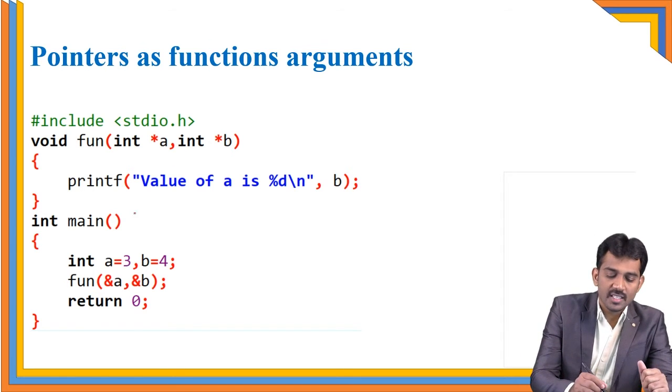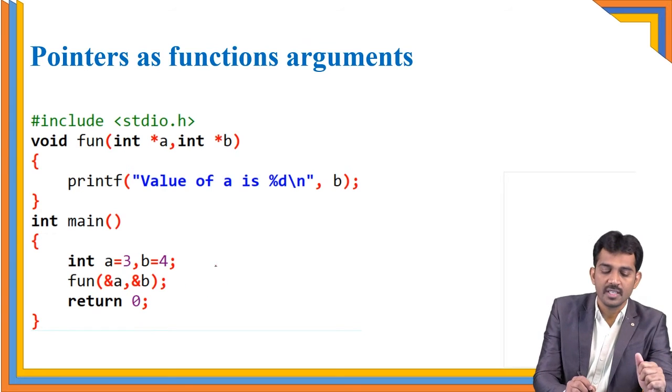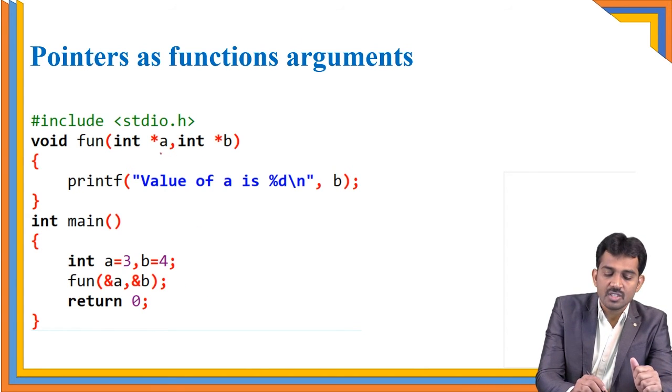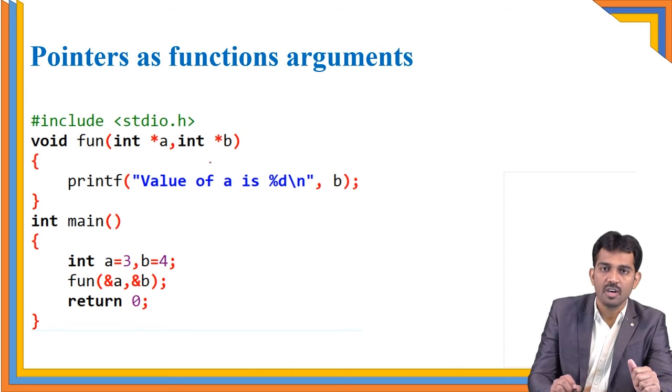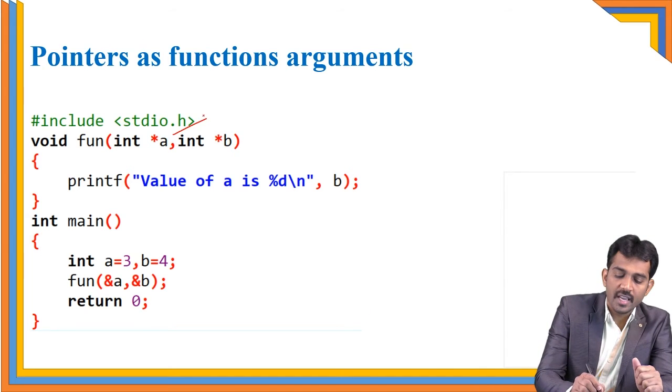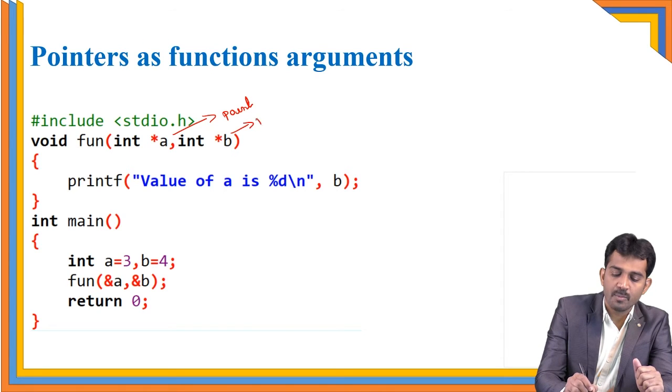See, here, this is the data you are going to pass. Instead of this, instead of int star a, comma, int star b, this means a is a pointer variable and b is also a pointer variable.